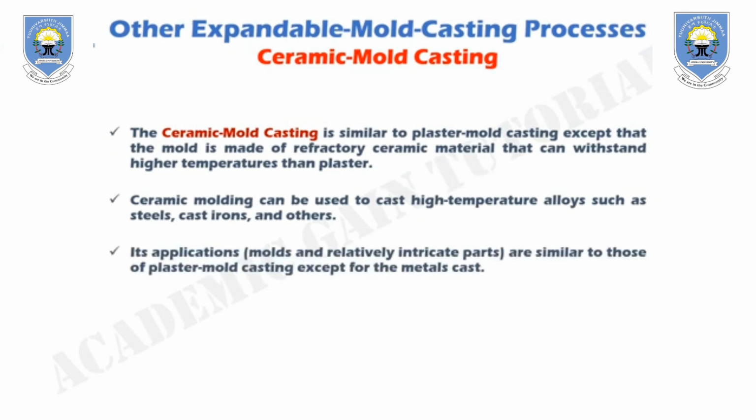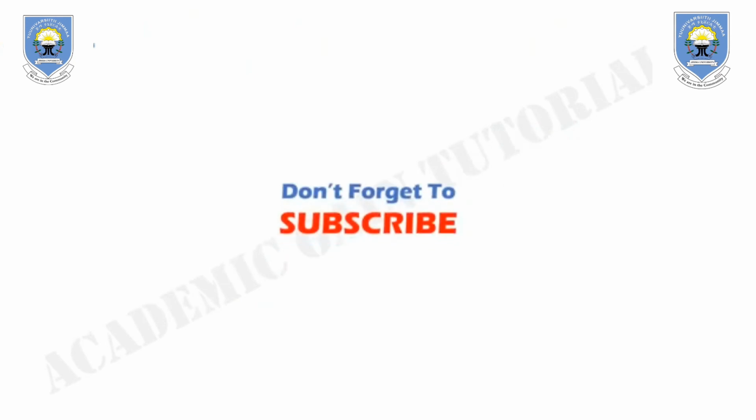Its applications, molds and relatively intricate parts, are similar to those of plaster mold casting except for the metals cast. Advantages of ceramic mold casting are also similar to those of plaster mold casting. So, we have studied plaster mold casting and ceramic mold casting, which are ones of the expendable mold casting processes, other than sand casting.